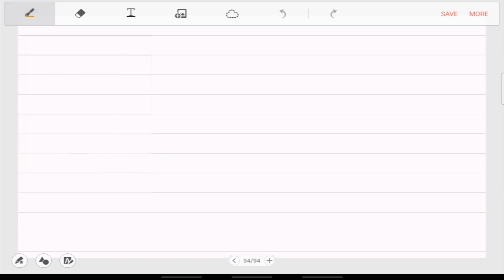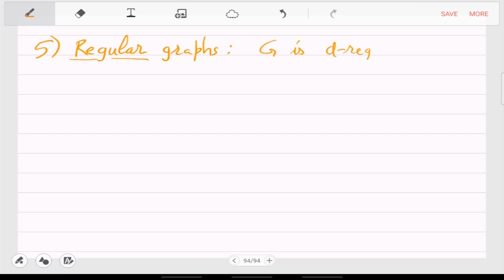Then there is something called a regular graph. So we call G to be D-regular if the degree of every vertex is exactly D. Okay, so the degree sequence of the graph is trivial, it is just some number copied that many times.